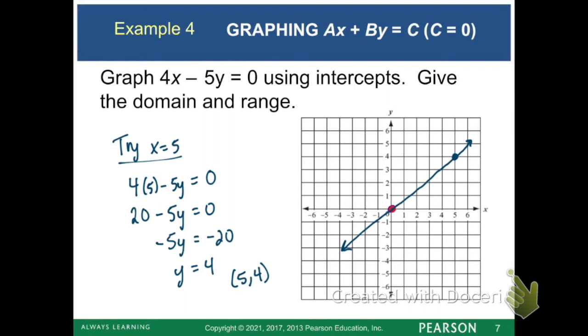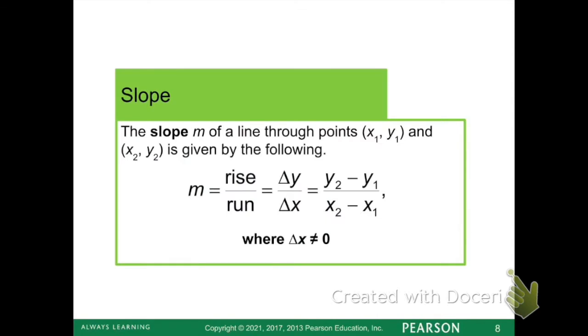Next, we're looking at slope. The slope m of a line through 2 points is given by the following equation. If we're looking at a graph, we're going to think of it as rise over run. So going from one point to the next, how many units am I rising over how many units am I running? Remember, if you go down, instead of rising, it'd be falling, so it'd be a negative number. And if you run to the right, it's positive. Running to the left is negative.